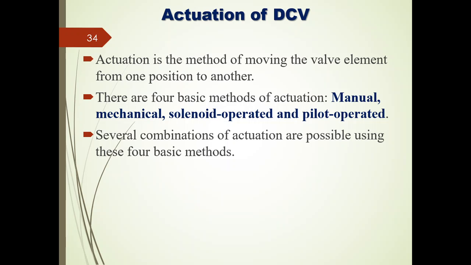Next, we will discuss the actuation of direction control valve. That means how we are going to actuate the various positions of the direction control valve. This actuation can be done with the help of four basic methods: manual, mechanical, solenoid operated, or sometimes pilot operated or pilot pressure operated. And I can even go for a combination of these.